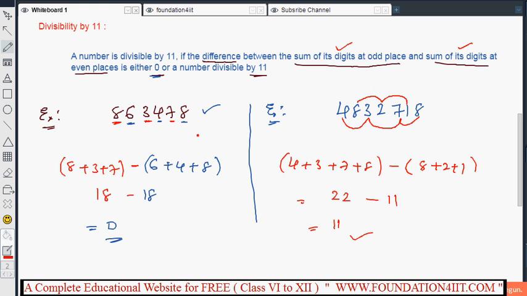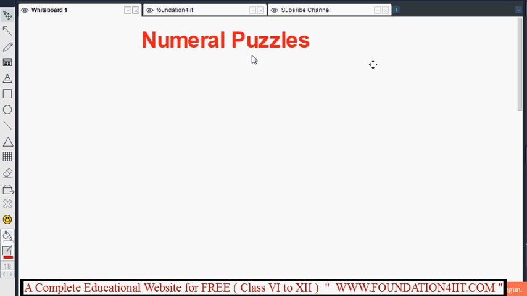Now next we will see some numeral puzzles which are related to numbers. So it's playing with numbers. Next I'll explain numerical puzzles. Some puzzles I'll tell you now. In numeral puzzles, I'll come directly to the problems, how the questions will come from numeral puzzles and how to solve them. So I'll explain with a few questions.